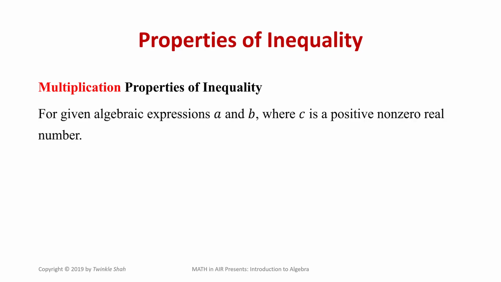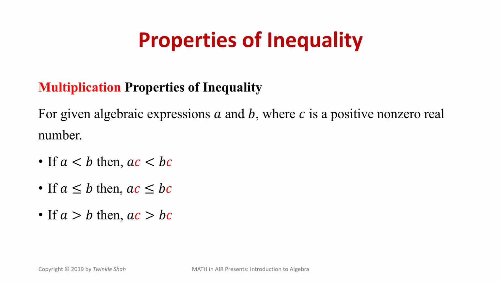Now let's look at the multiplication properties of inequality. For given algebraic expressions a and b, where c is a positive non-zero real number, if a is less than b, then the quantity a times c is less than b times c. If a is less than or equal to b, then the quantity a times c is less than or equal to b times c.